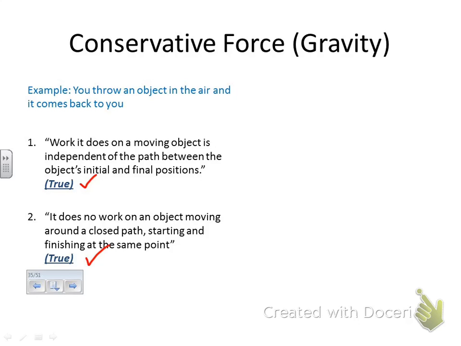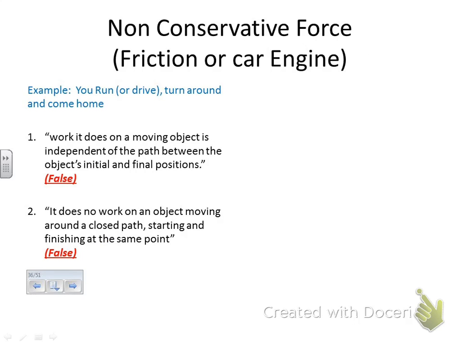If we look at a non-conservative force like friction or the motor of a car engine, it is not conservative. So imagine you run here, you turn around, and you end up back where you started. So you have a closed path. Now, if we look at the first criteria, the work it does on a moving object is independent of the path between the object's initial and final position. And part 2 says it does no work on an object moving around a closed path.